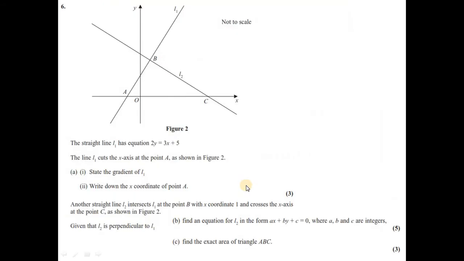Let's start. Question number 6. The straight line L1 has the equation 2y is equal to 3x plus 5. L1 cuts the x-axis at the point A as shown in figure 2. This is the line L1 and this is the point A.